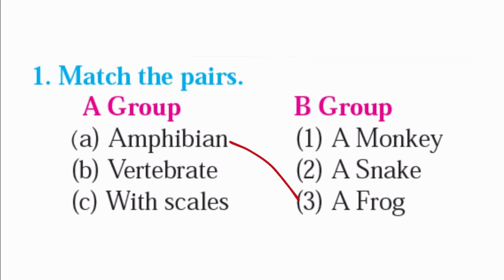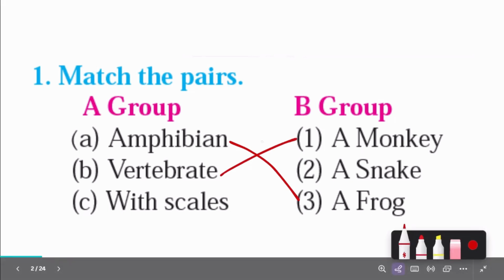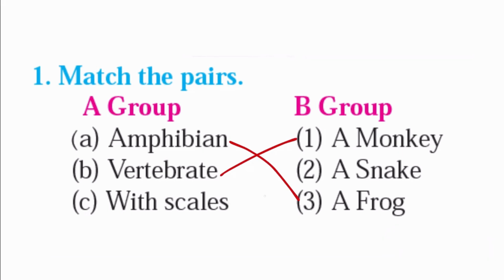Second is a vertebrate. Vertebrate animals are the animals that have a vertebral column, and the monkey is the example of that vertebrate. Third is with a scale. The animal with a scale is a snake. Snake has scales on its skin. Okay, that's why the animal with scales is a snake. Next question.